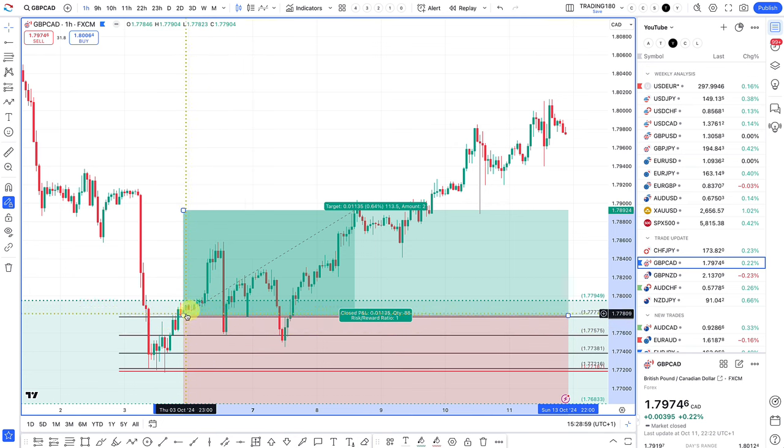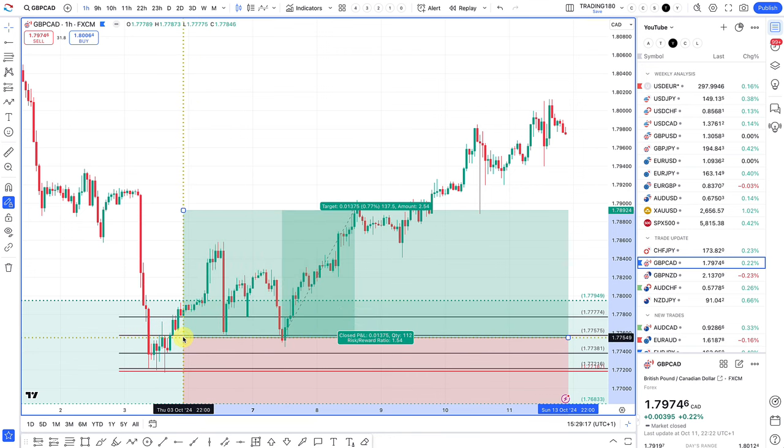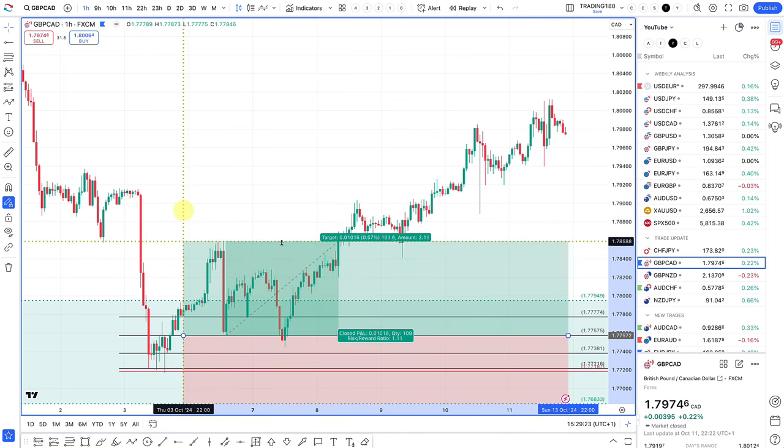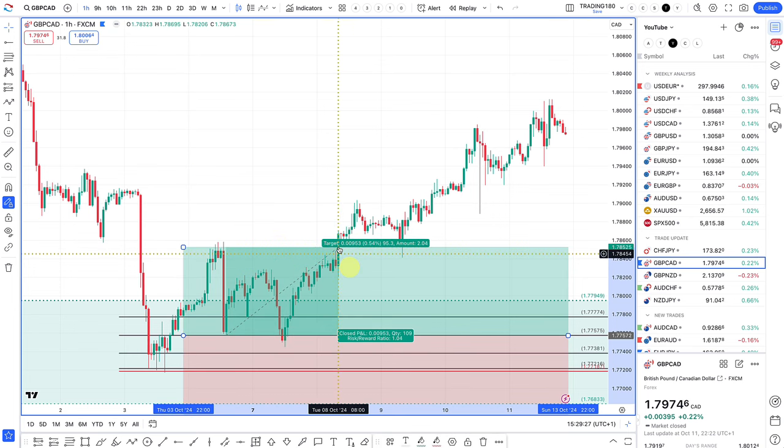They didn't, so I left my remaining orders open. As we pulled back, we ended up getting triggered into two positions, right? Around the 1.7757 area, I ended up getting into two positions. When this position ended up hitting a nice one-to-one, right there on this candlestick, on this one here, right?